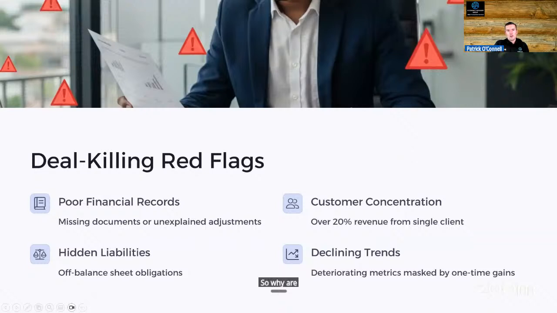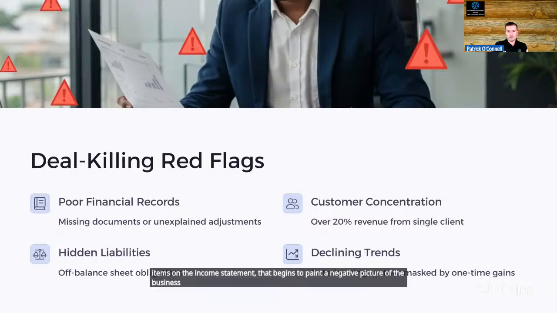So why are we doing a balance sheet review? Why conduct any sort of analysis for a prospective acquisition? You want to assess and identify if there are any deal-killing red flags or material items in the financials that could materially impact your deal. So, for example, poor financial records. If the business is keeping poor records and they're unable to explain items in the balance sheet, items on the income statement, that begins to paint a negative picture of the business you're walking into.